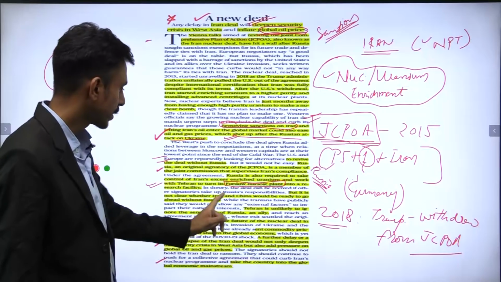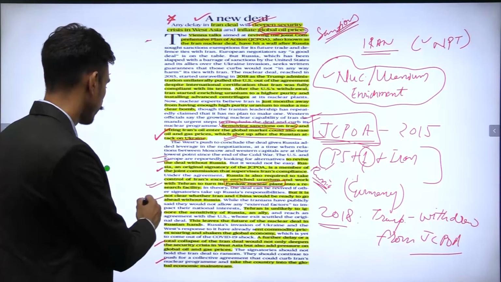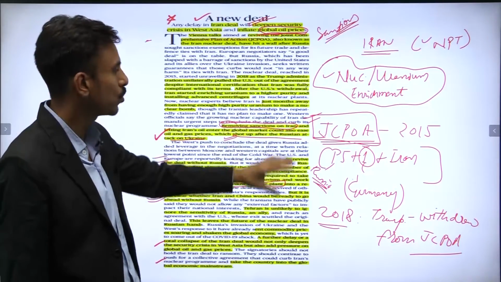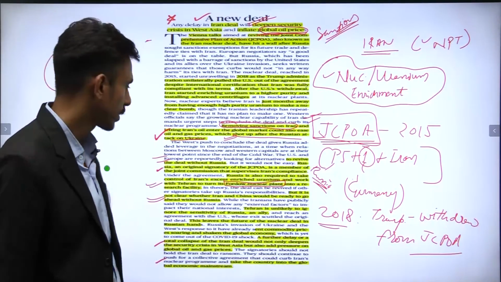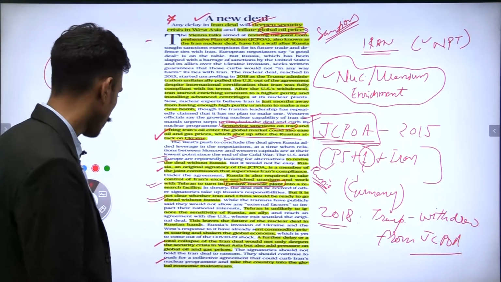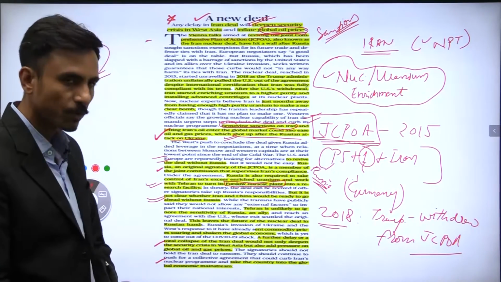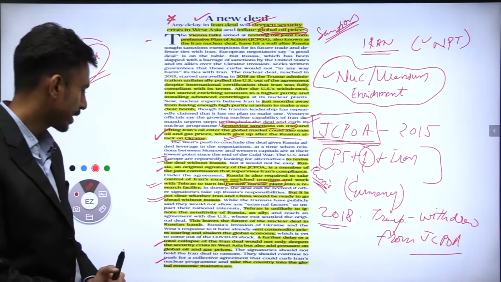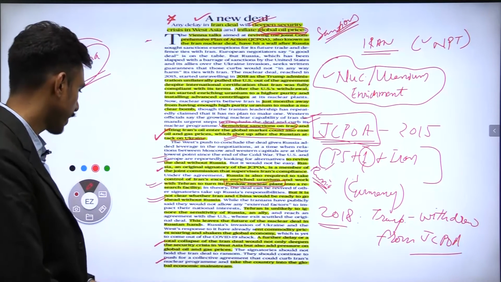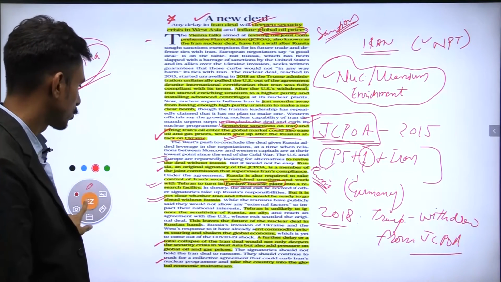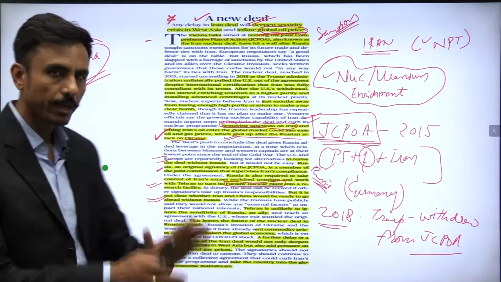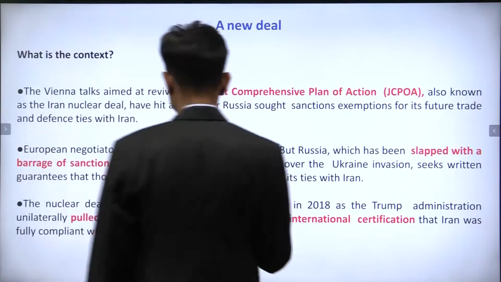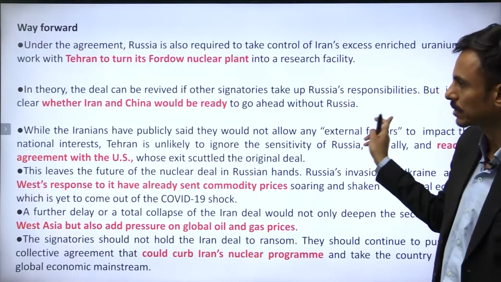But it is not clear whether Iran and China would be ready to go ahead without Russia. So there are clouds of uncertainty hovering over the JCPOA deal because of the Russian war in Ukraine, and a further delay or a total collapse of the Iran deal would not only deepen the security crisis in West Asia, but also add pressure on global oil and gas prices. So it is very important to revive this deal. I hope it is clear. Very important article, and I expect a question on this. You can just go through the article and you'll understand the issue.